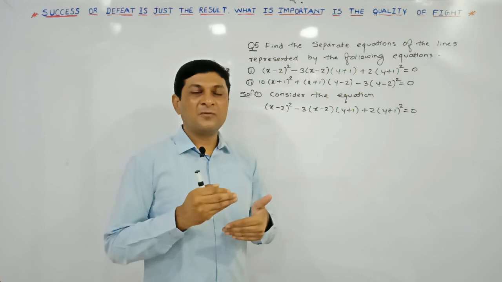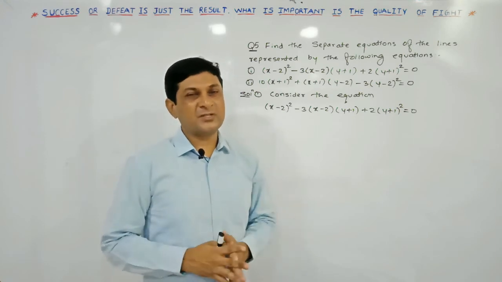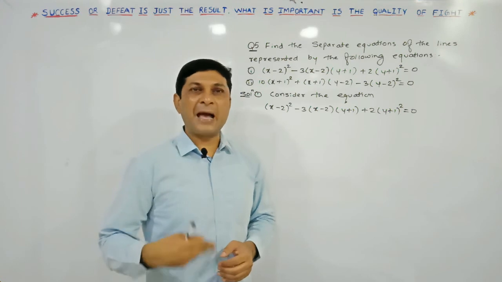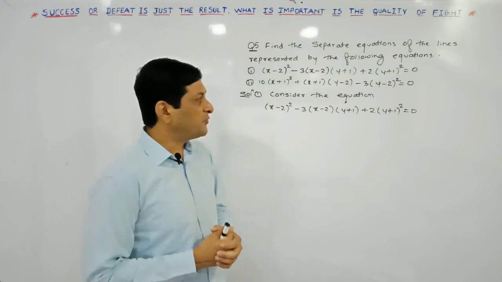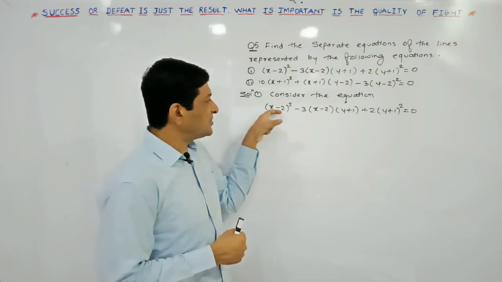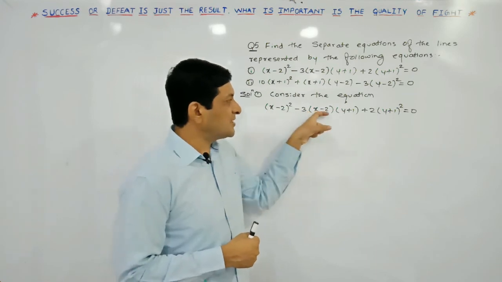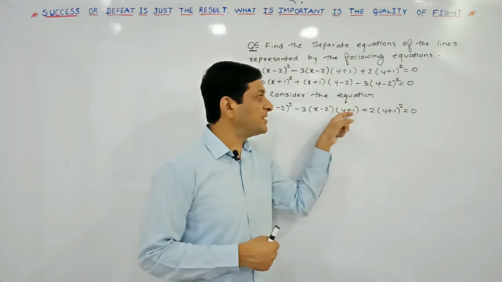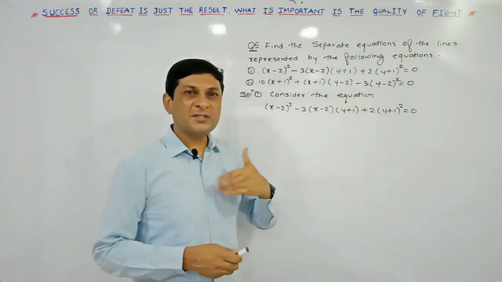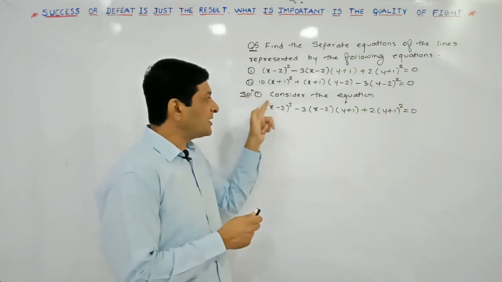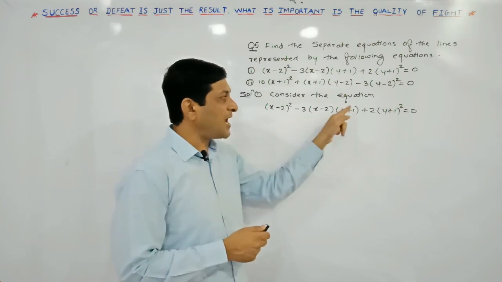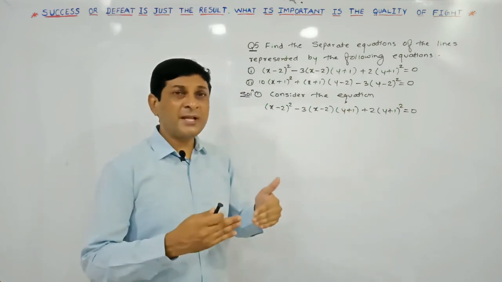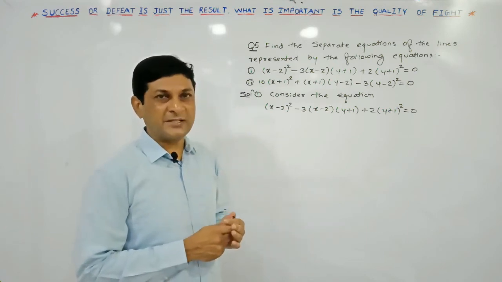Whenever we are finding separate equation, we first check whether factorization method is applicable or not. Before that, if you observe the terms in this equation, here x minus 2 appears, here also x minus 2 appears. Again, y plus 1 also appears here 2 times. So for simplicity, we are denoting x minus 2 by capital X and y plus 1 by capital Y, so that we are easily able to solve this equation.